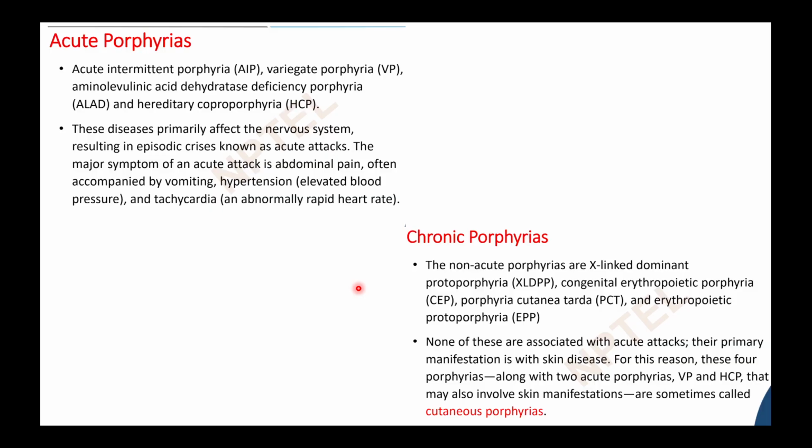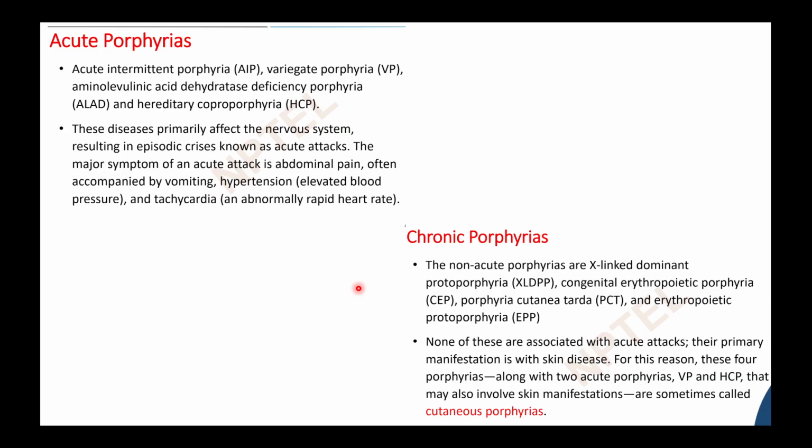And none of these chronic porphyrias are associated with acute attacks. Their primary manifestation is with the skin disease. For this reason, these four porphyrias, along with two acute porphyrias, that is the variegate porphyria VP and hereditary coproporphyria HCP, because VP and HCP can also include the skin manifestation, are sometimes called cutaneous porphyria.